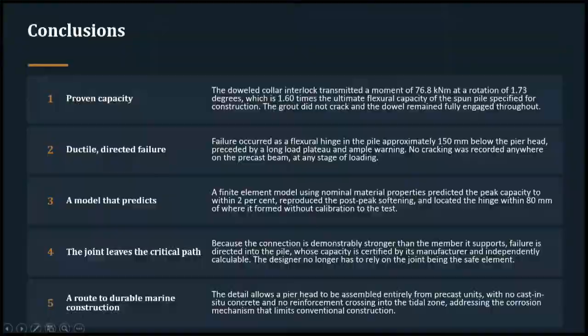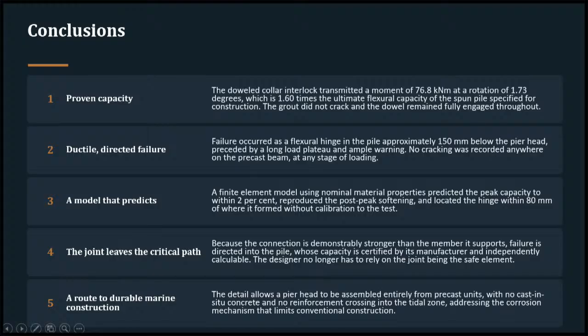So by looking at this, we can draw some conclusions. The first conclusion is, according to our aim, we have been able to prove our capacity. The double collar interlock transmitted a moment of 76.8, which is 1.6 times the ultimate flexural capacity of the spun pile specified. And one more important thing is the ductile failure. It was not just a brittle failure, it has a long plateau before failing. So that means the pile has a ductile failure, which gives ample amount of time to work on that, and we can even retrofit whatever the failure mechanism we have.